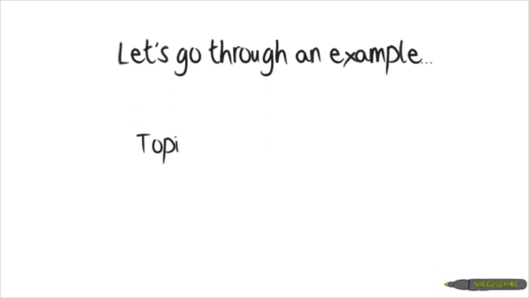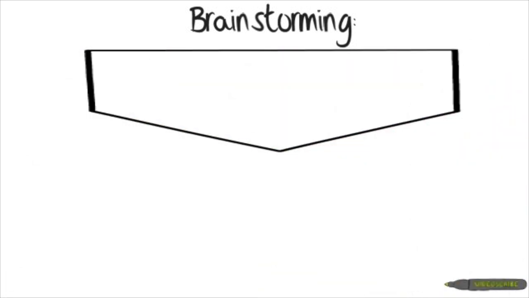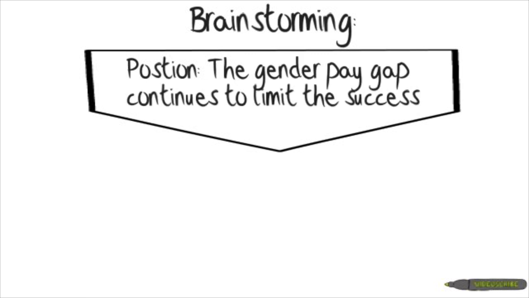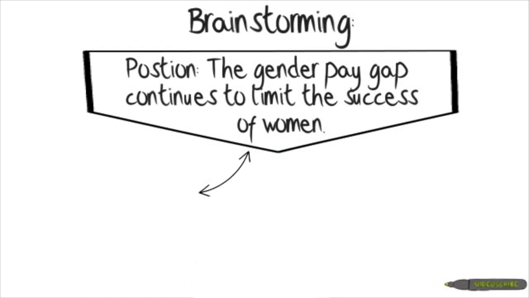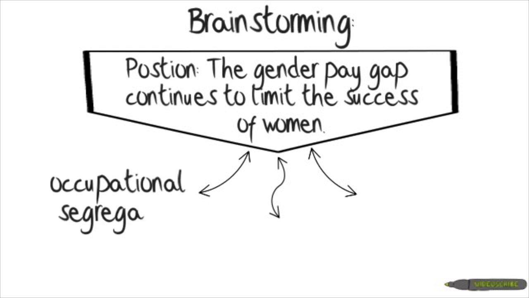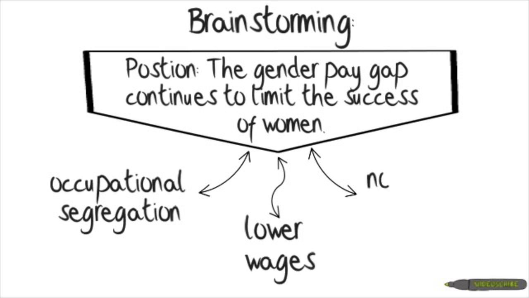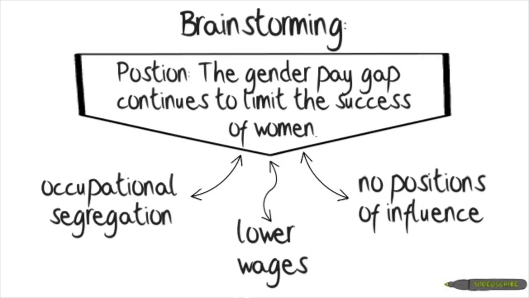Let's go through an example. We'll say our topic is the gender pay gap. And before we get started, we'll brainstorm to get our thoughts in order. We need to start with our position, and we'll say that is, the gender pay gap continues to limit the success of women. And of course, we need 3 supporting arguments. Our first one will be occupational segregation. Second one, lower wages. And the third one, no positions of influence.